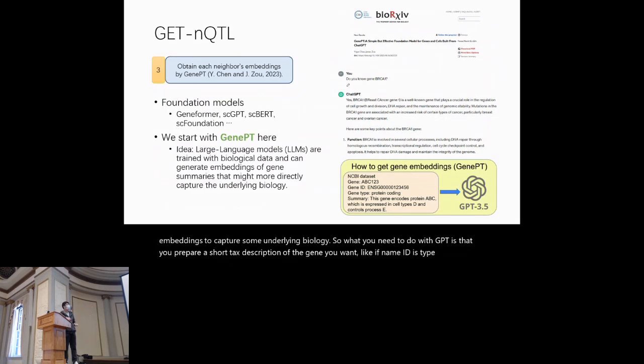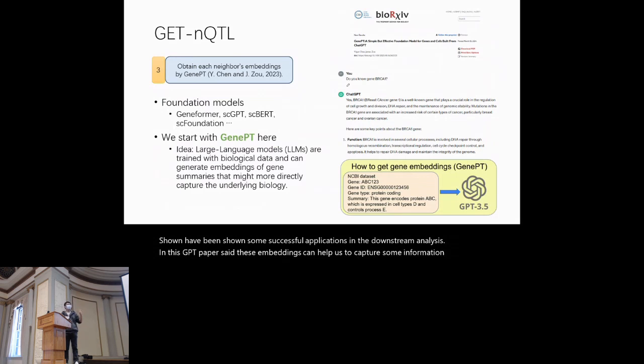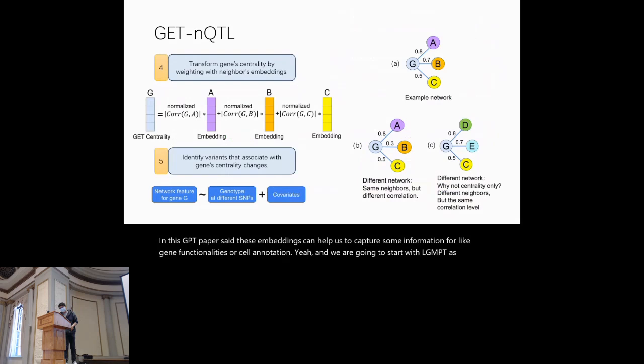You put this text to the GPT model, and it will give you an embedding for that. Some successful applications in downstream analysis have been shown in the GPT papers, where these embeddings can help capture information such as gene functionalities or cell annotation. We are going to start with GPT as the source of the gene embedding.